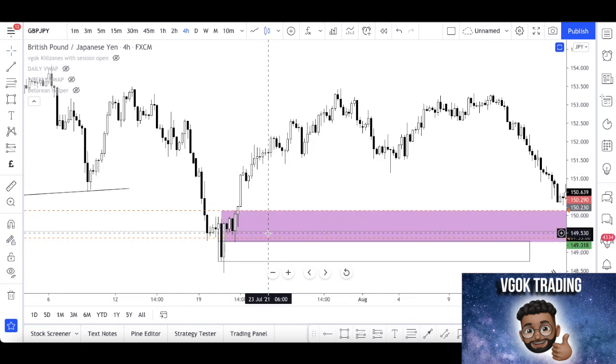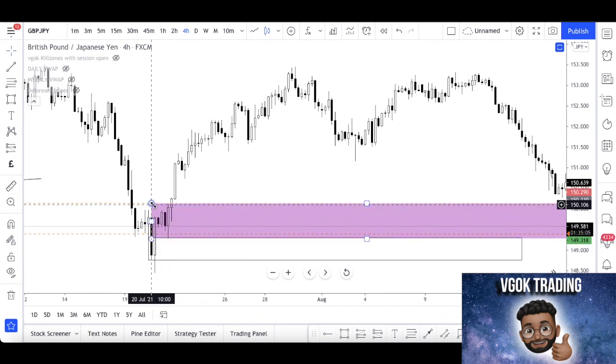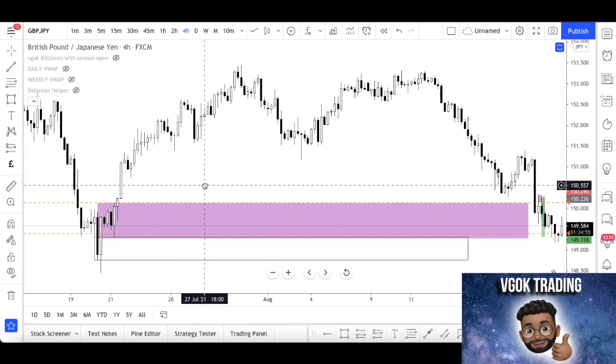So my first zone is going to be looking at from this imbalance fill right in here down to basically the bottom of this candlestick right here, where the wick is. So that was my first 4-hour point of interest.